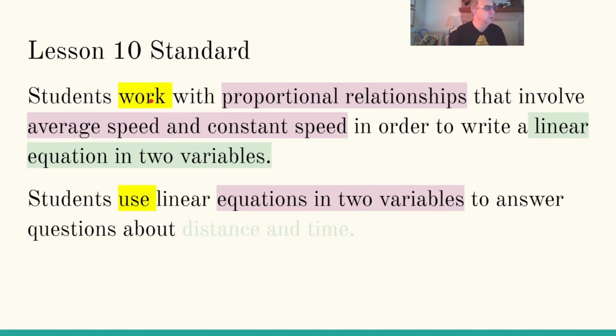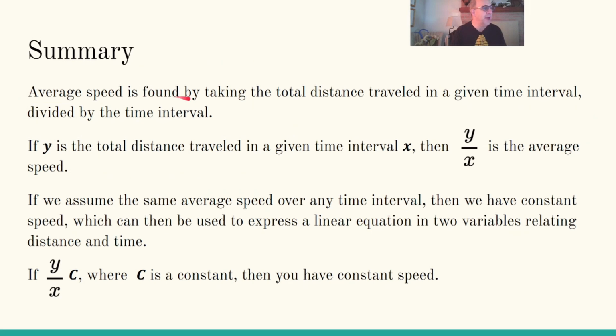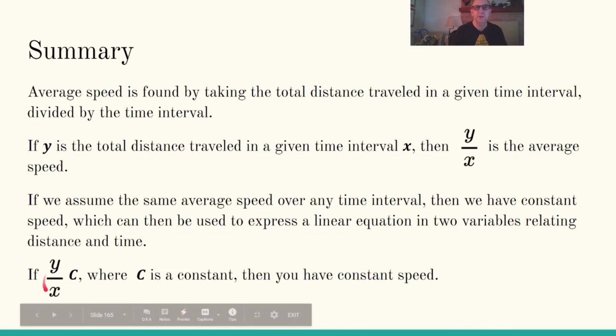And then we learned to work with proportional relationships, average speed and constant speed, in order to write a linear equation with two variables. Remember, they have y divided by x. Those are our two variables. That gets your constant speed. And then we use linear equations in two variables to answer questions about distance and time. So the average speed we find by taking the total distance traveled in a given time and dividing that by the time interval. So if y is a distance and x is the time, y divided by x is your average speed, and that's a constant c.